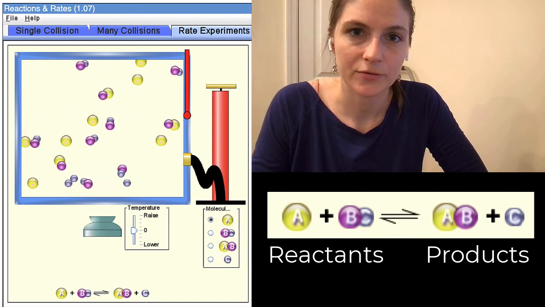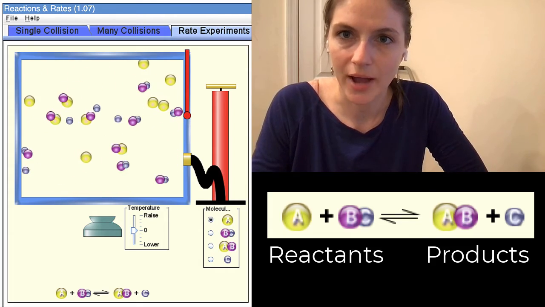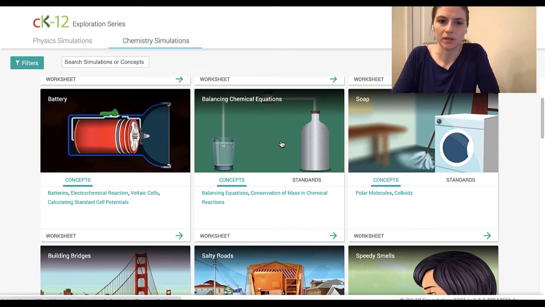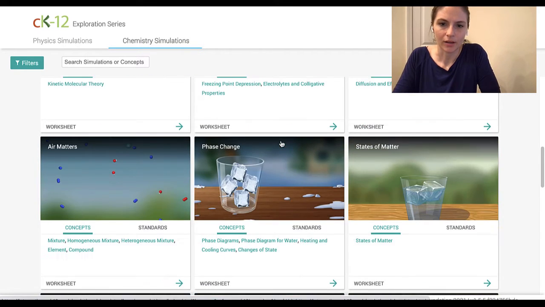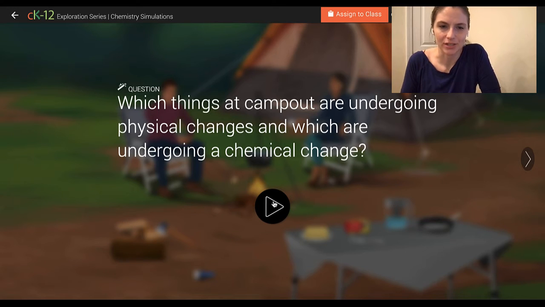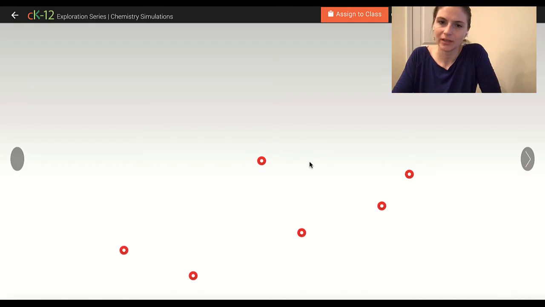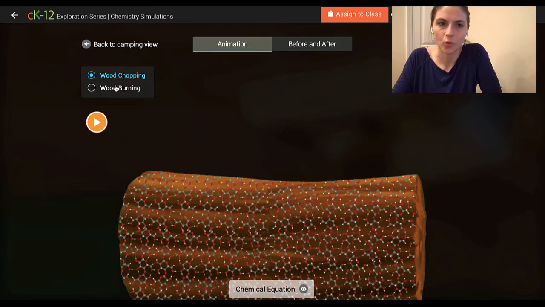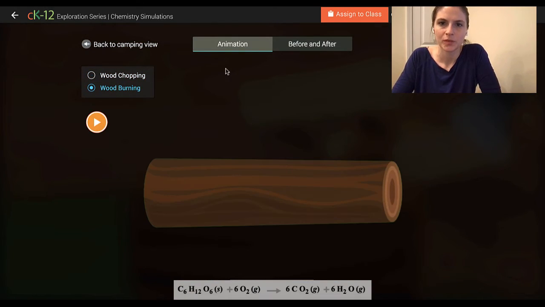We're going to think about the different variables that can influence the rate of reaction. We'll be looking at two different simulations during this video to help us think about chemical kinetics and reactions. We're going to start by looking at the CK12 simulation, chemical and physical changes, and specifically, we're really going to focus in on looking at the reaction that occurs when wood burns. So we'll go ahead and watch this reaction.